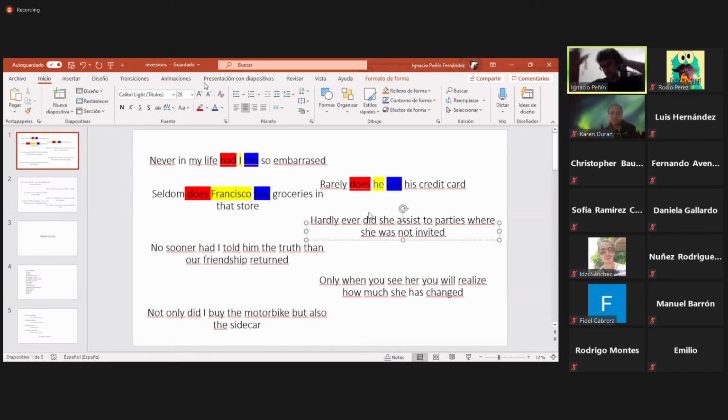What do these sentences have in common? The auxiliary is before the subject. Okay. And in an affirmation, where should it be? When do you use the auxiliary in affirmations?